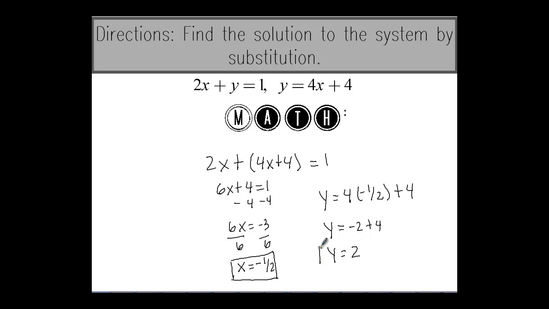And then remember, when we write our answers for solving, we write them as a coordinate pair x, y. So our answer is negative 1/2, 2. And we again know this is correct because we already found this answer when we graphed.